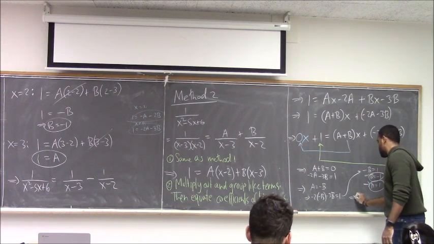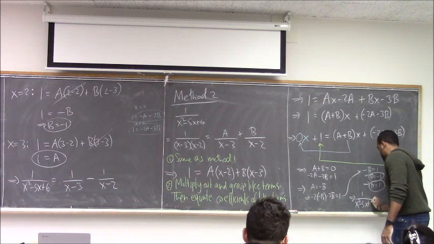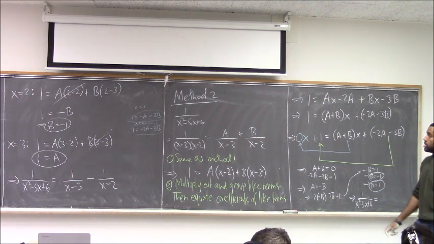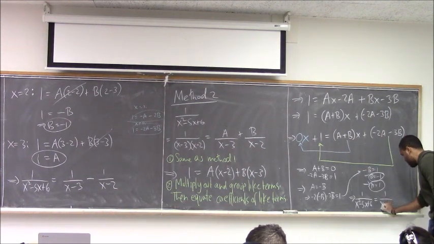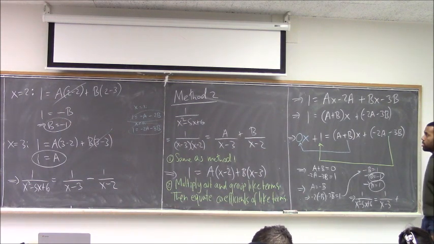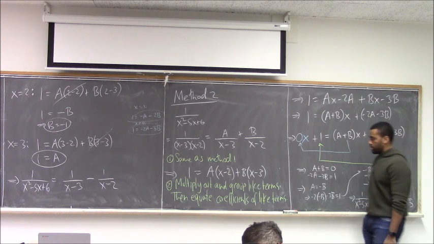And so, again, I get the fraction x squared minus 5x plus 6 is going to be, well, it's a over this. My a is 1. Plus b over that, my b is minus 1. There are your partial fractions.